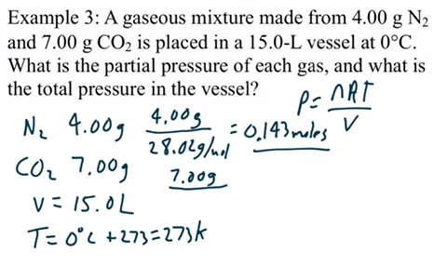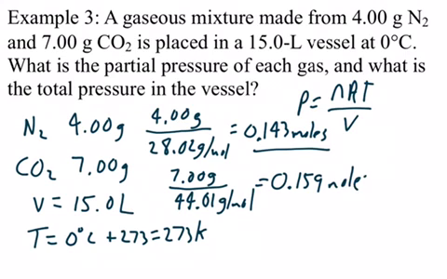For carbon dioxide, we have 7 grams, and if you do the molar mass of carbon dioxide, carbon is 12.01, and then oxygen is 16 times 2, which is 32. If you add that with 12.01, you get a molar mass of 44.01 grams per mole, and in moles that will give us 0.159 moles. Okay, now we have the moles of each.